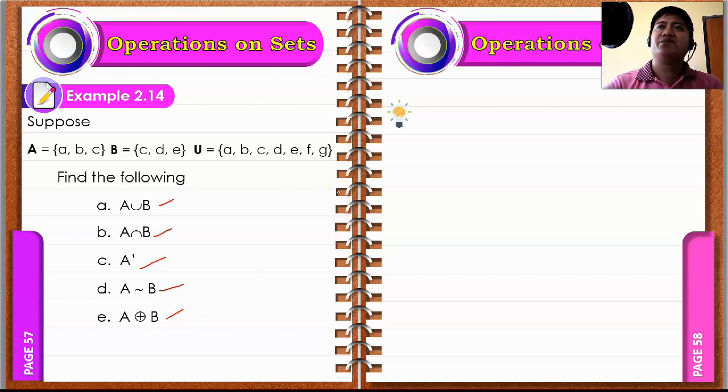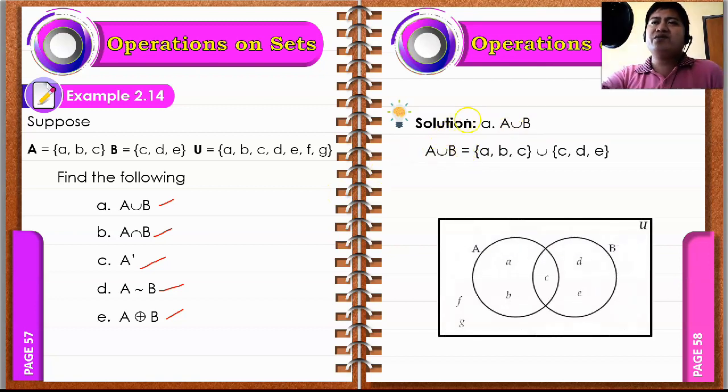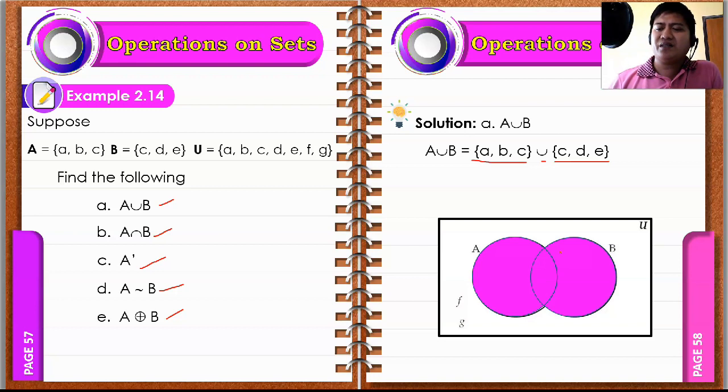So let's start first with finding the solution for A union B. For A union B, we have set A union set B. To answer this, we just need to combine all the elements of A and B, because those are elements that can be found in A or elements that are present in B. So all in all, this will be the shaded area, and therefore A union B is equal to A, B, C, D, E.